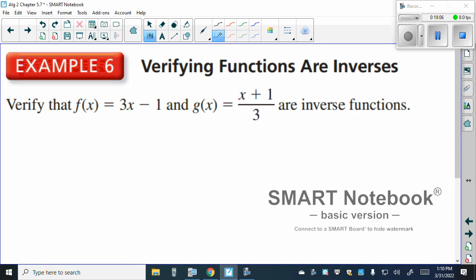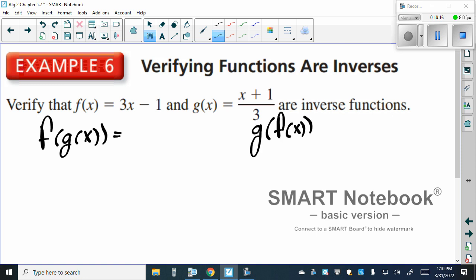The other way is using our composite functions. And for us here, if f of g of x gives us the exact same value as g of f of x, then these 2 functions are inverses. And more specifically, we're not just looking for them to be the same, we actually want both of these to be x. We want both of these to simplify down to x.